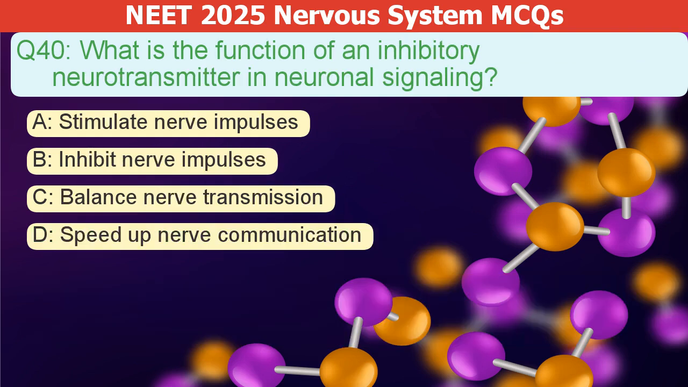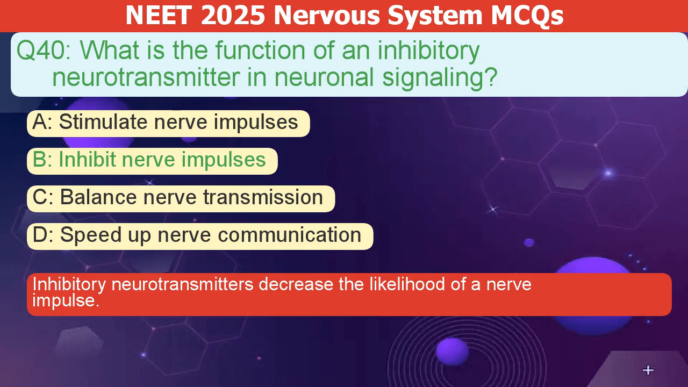What is the function of an inhibitory neurotransmitter in neuronal signaling? A. Stimulate nerve impulses. B. Inhibit nerve impulses. C. Balance nerve transmission. D. Speed up nerve communication. The correct answer is B. Inhibitory neurotransmitters decrease the likelihood of a nerve impulse.